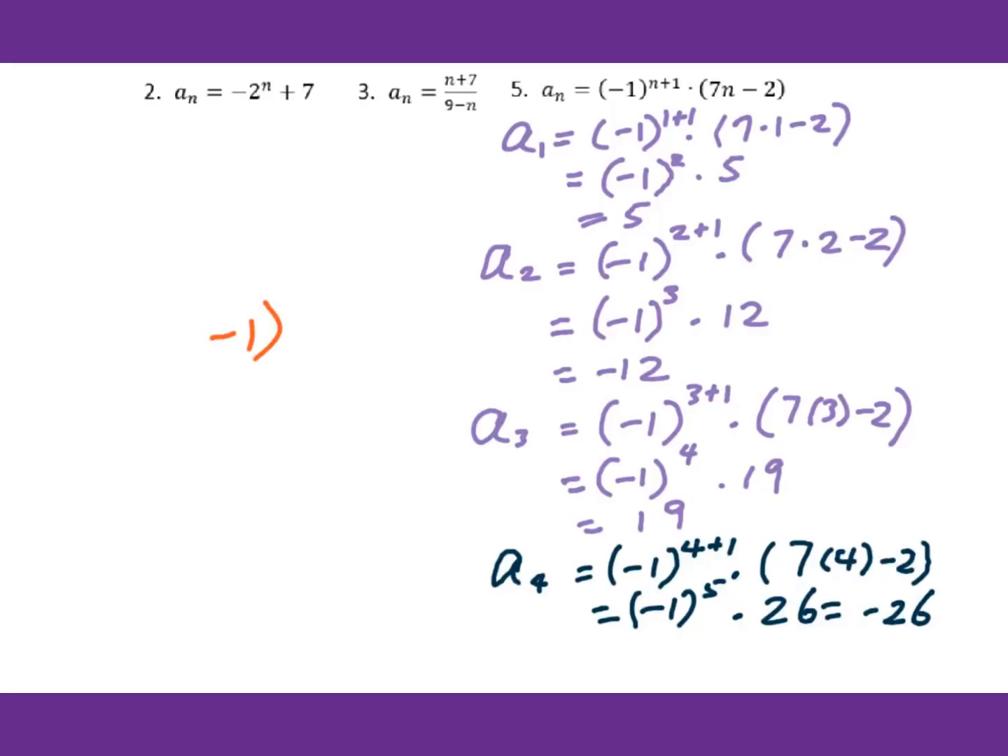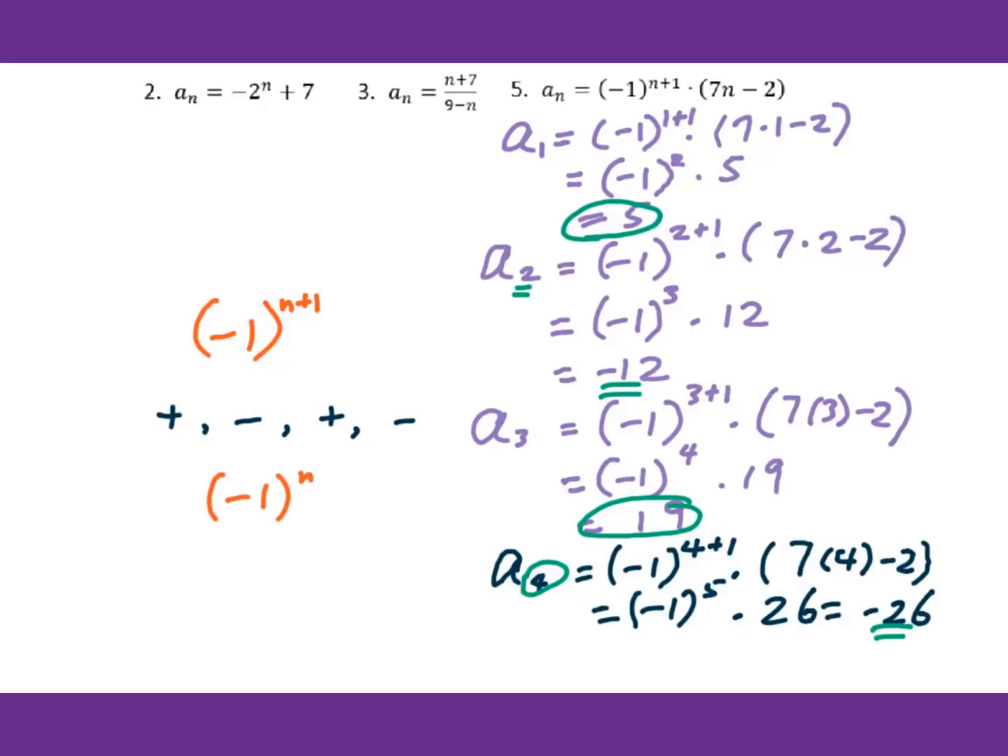For negative 1 to the n plus 1 power, that means for an odd position, that's positive. But for an even position, that will be negative. In other words, you will get positive, then negative, positive, then negative. For negative 1 to the nth power, you will get negative, positive, negative, positive, this pattern.